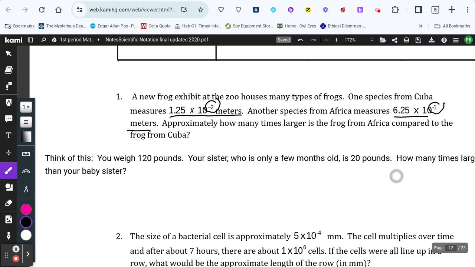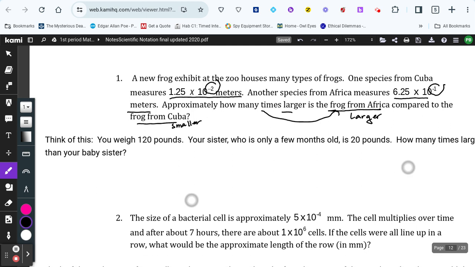All right, about how many times larger is the frog from Africa? So we know the frog from Africa is larger than the frog from Cuba because it says how many times larger is the frog from Africa compared to the frog from Cuba. So this will be the larger frog, and this one will be the smaller frog.